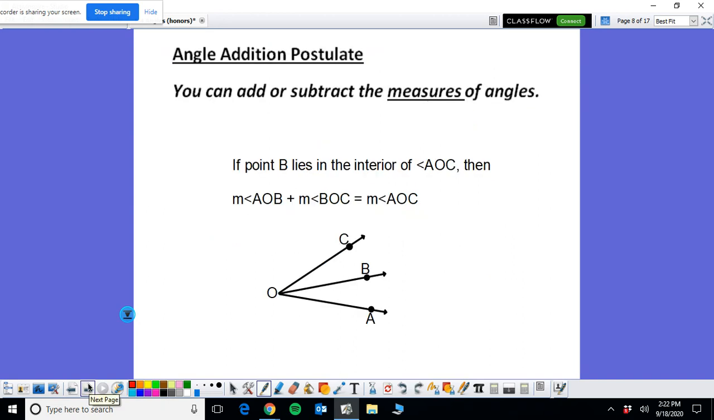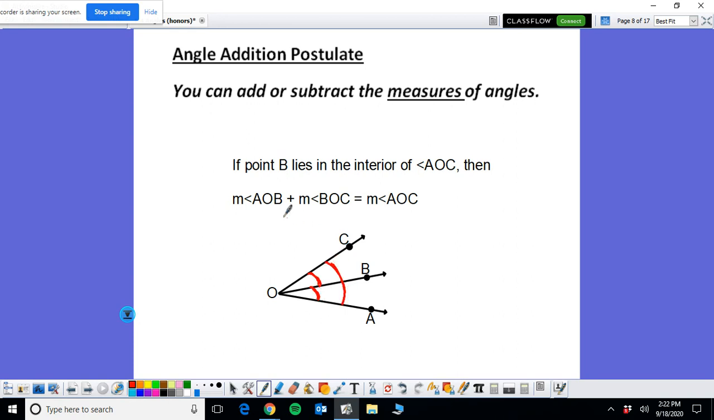And our last idea is called the angle addition postulate. It's a very, very basic idea. This looks so confusing if you go ahead and read all this, and I'm not even going to read it to you. Here's all it is. If you have this angle here, and you add it to this angle here, then guess what? You get this angle here.